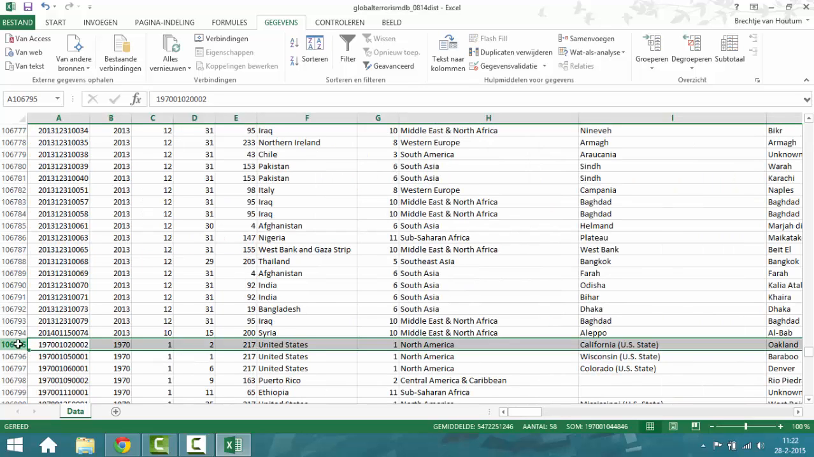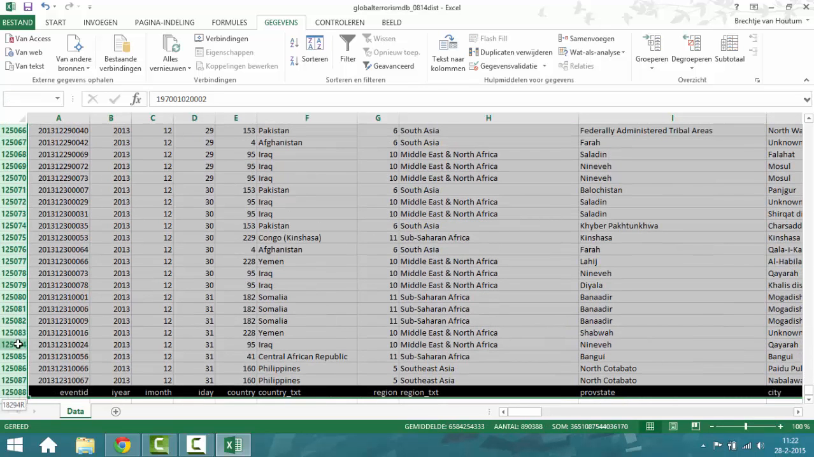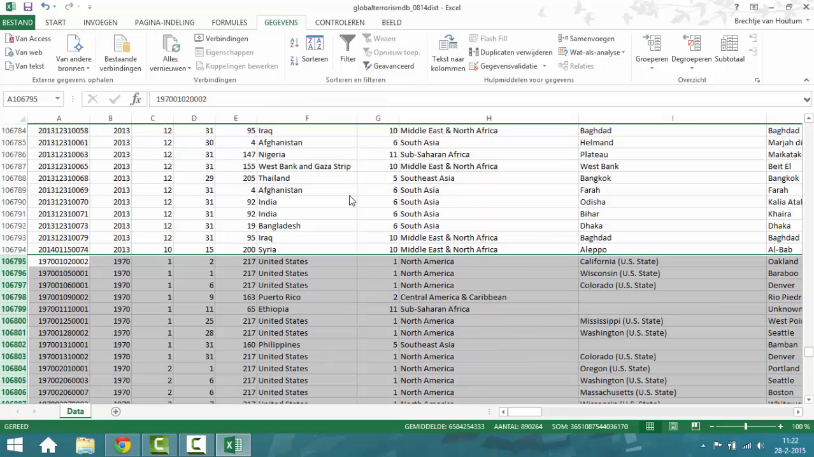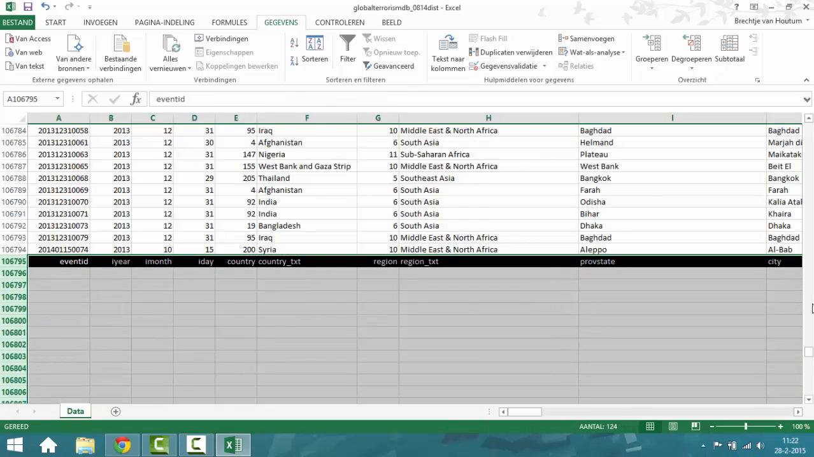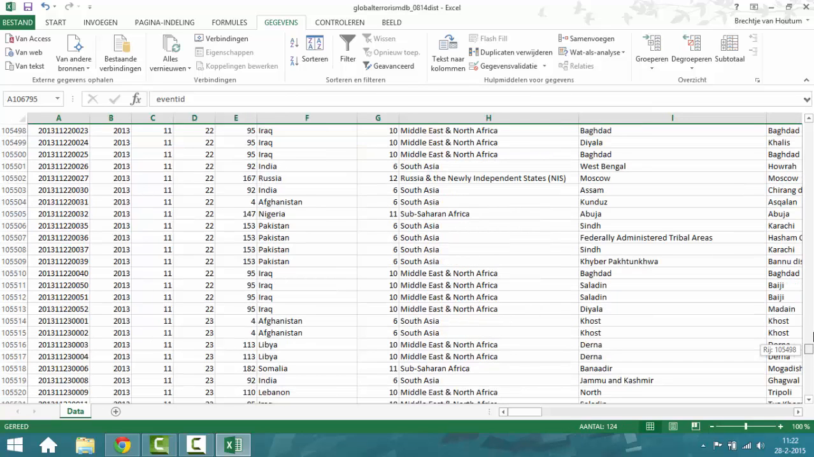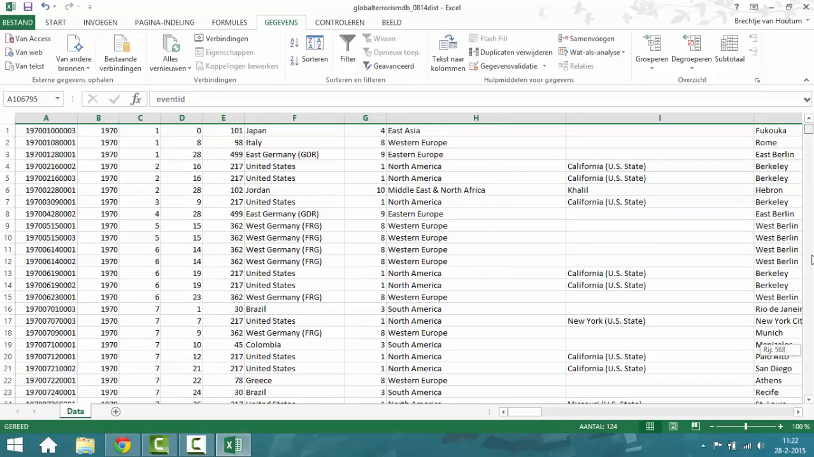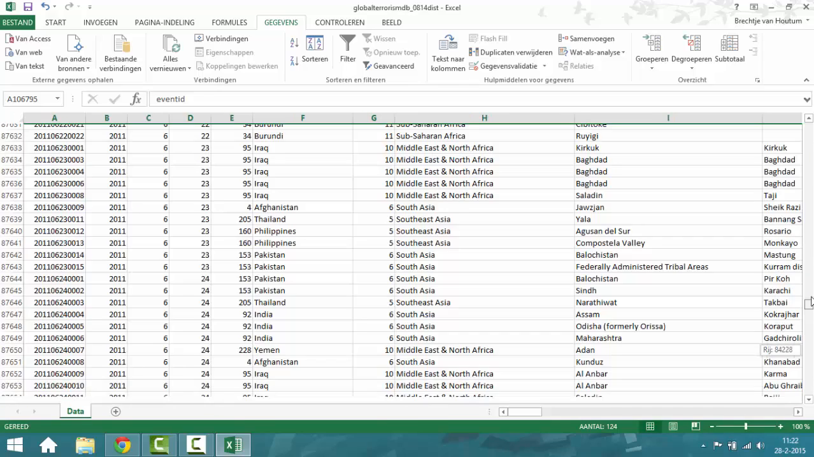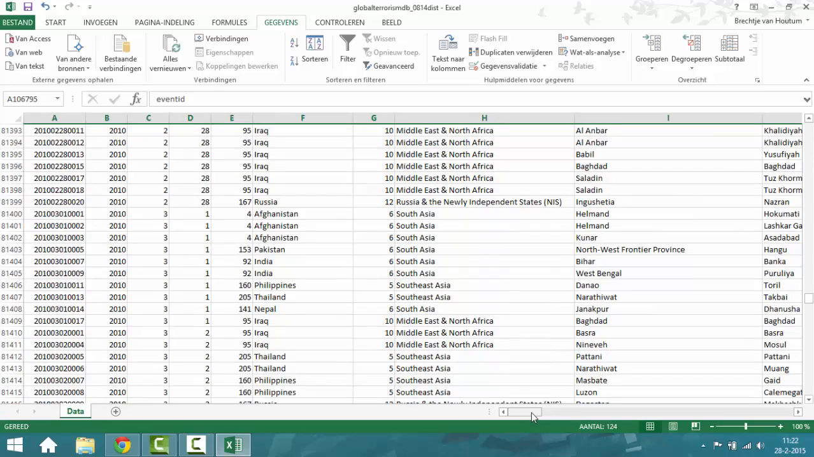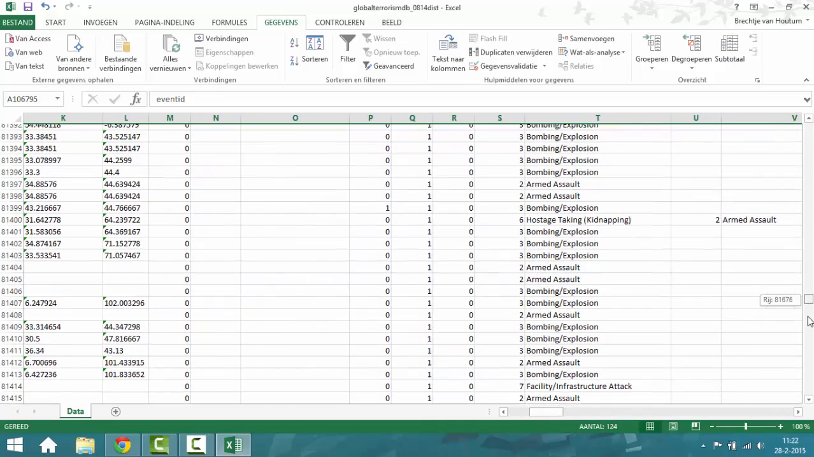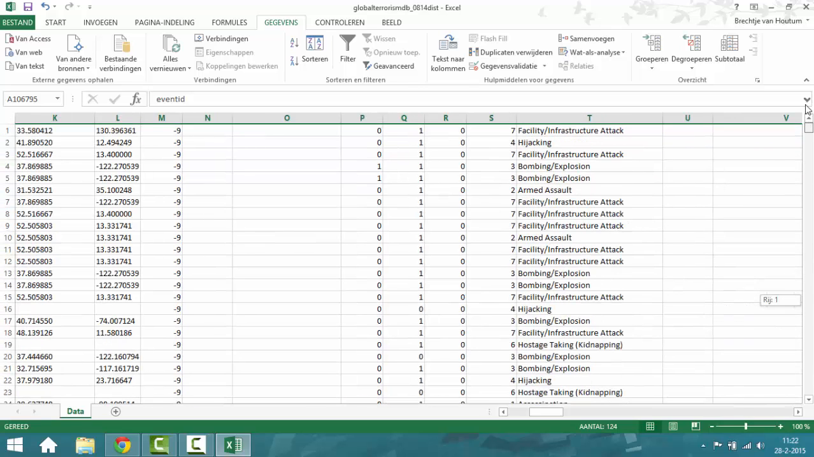So let's start from here and all the way down. And then we can delete all this. If we go to M, we only have the zeros and minus 9 left.